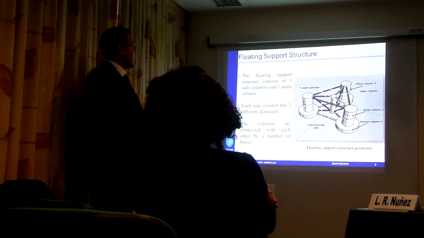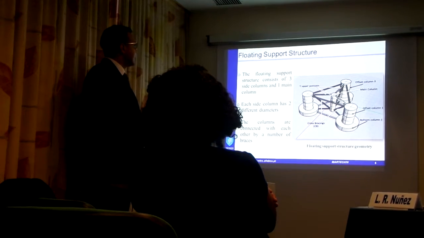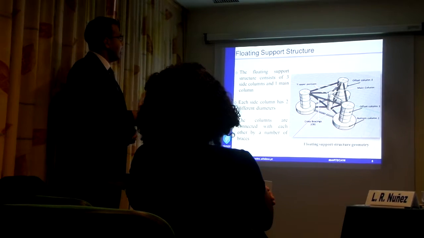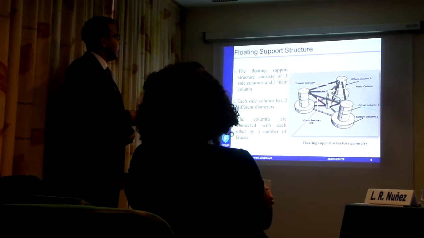The floating support structure, as we can see, consists of 3 side columns and one main column in the middle, and they are connected to each other by bracings.